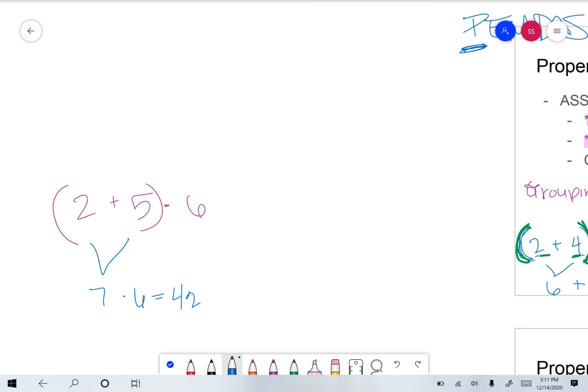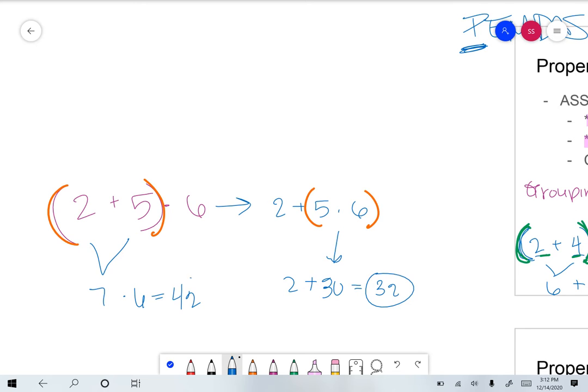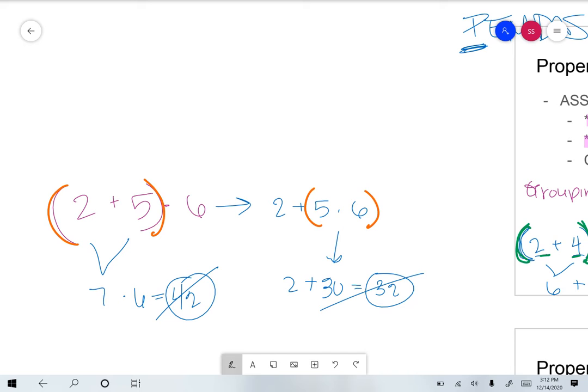Now, if I were to regroup this but not change the order, so I'm just doing associative property, okay, order is the same. I still have 2 plus 5 times 6, but instead of having the 2 and the 5 grouped, we're going to group the 5 and the 6. Let's see what happens to our solution here. Again, parentheses first, so we would do 5 times 6, which is 30. And then add 2, and we get 32. So these answers are not the same, okay? That's what I mean by we can only regroup same operations, okay?